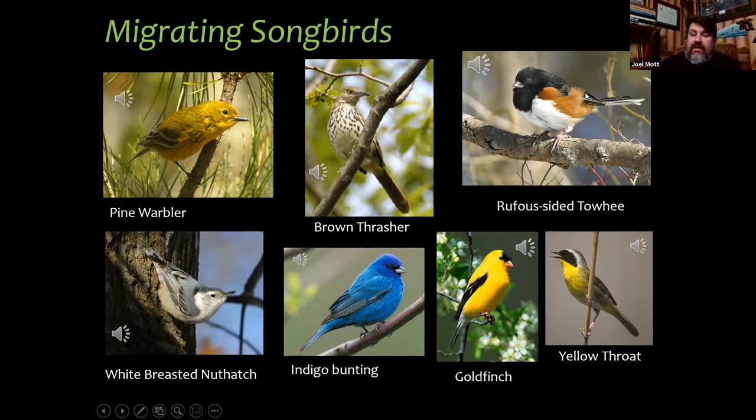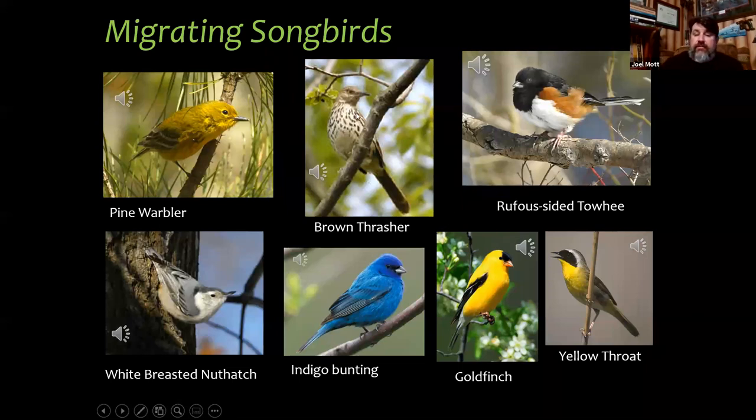One of the most prolific is the towhee. This is the rufous-sided towhee. Maybe a day or two ago, I was out in the woods and I saw a pine warbler. Generally, midsummer in the fall, I start to see some of the nuthatches. One of the most vibrant is the indigo bunting. And then of course there's the goldfinch, which is the state bird.